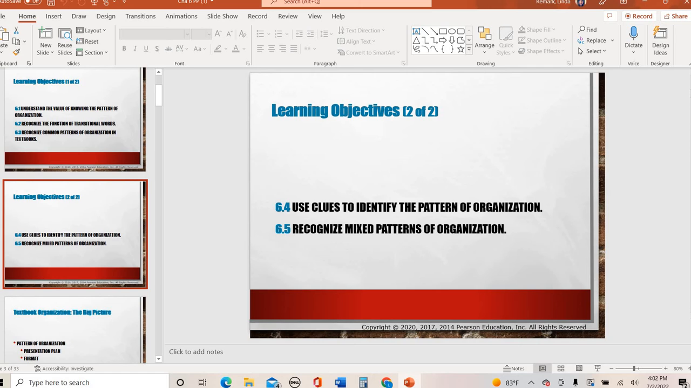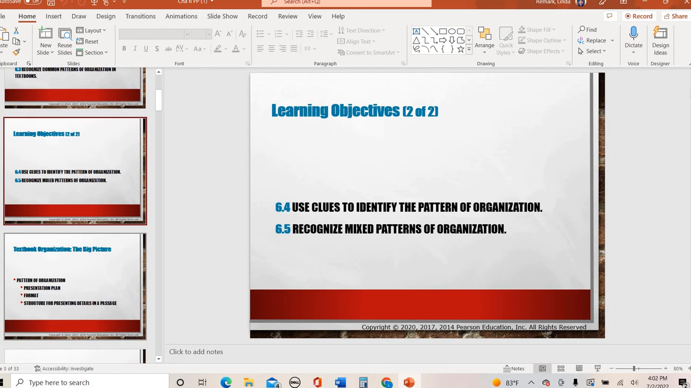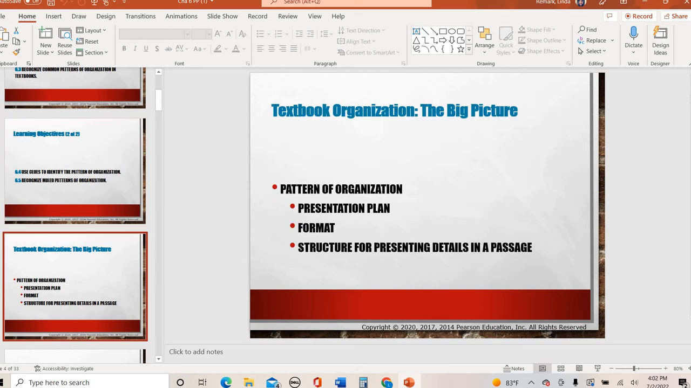Okay, so ultimately this will lead to more of an understanding of what you're reading. If you can read something and say, oh, the author is comparing, contrasting, the author is doing cause and effect, it just helps you understand what's going on a little bit more.